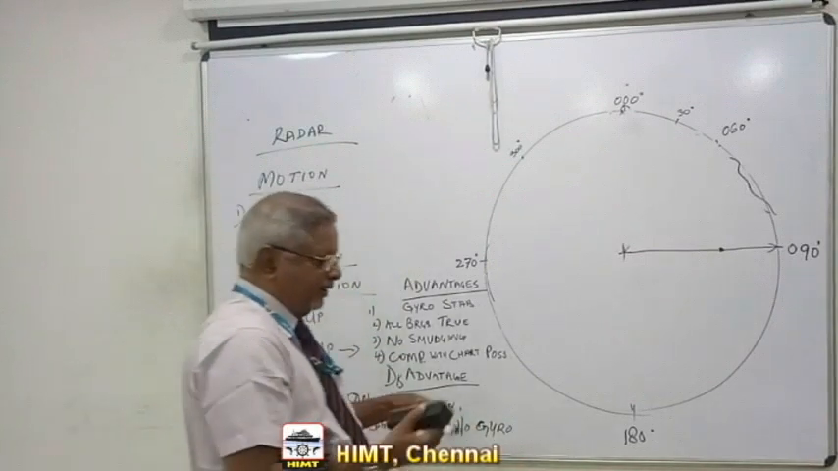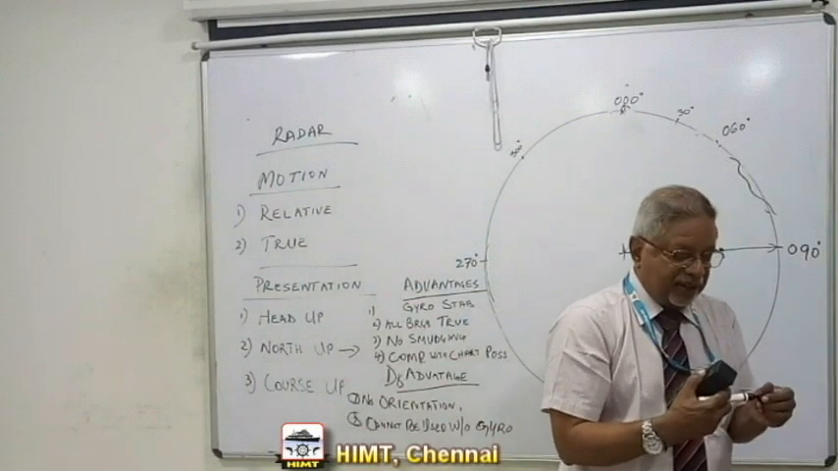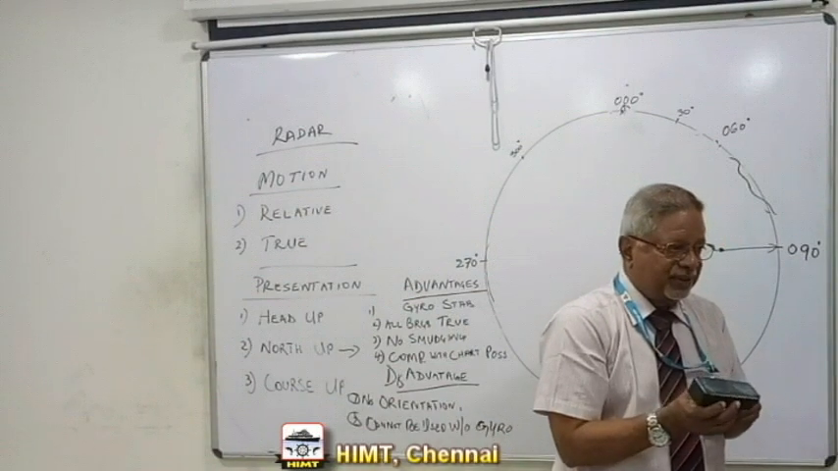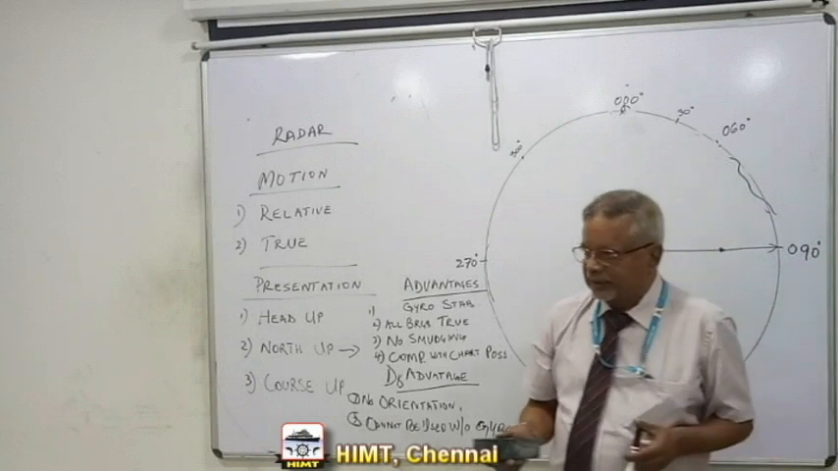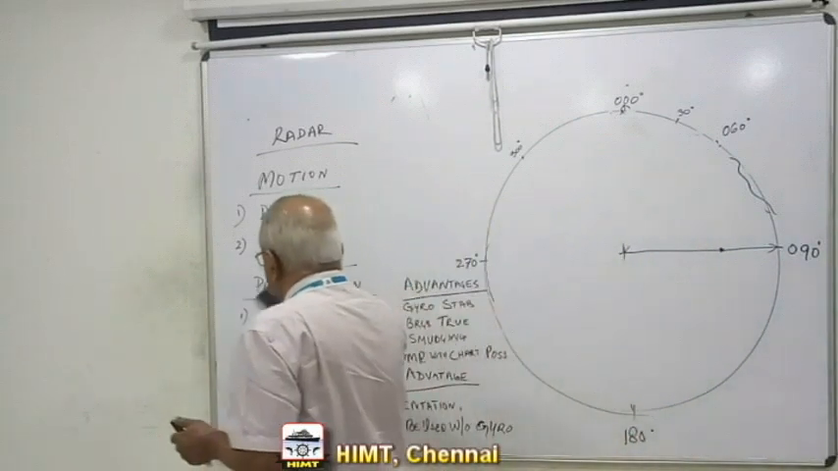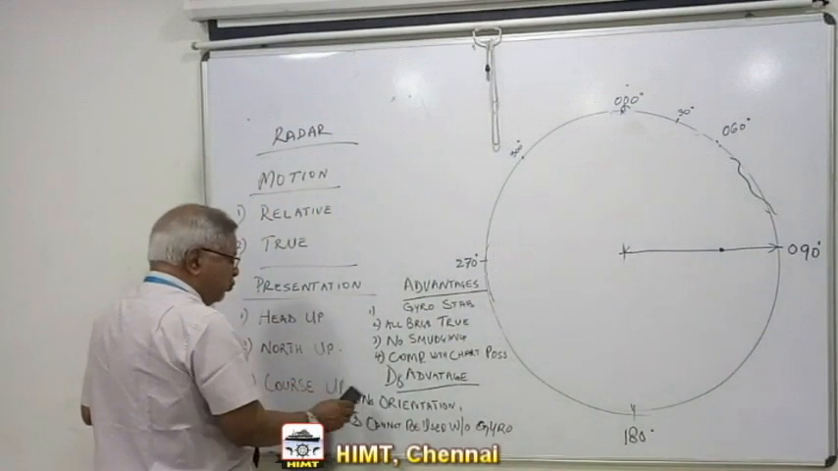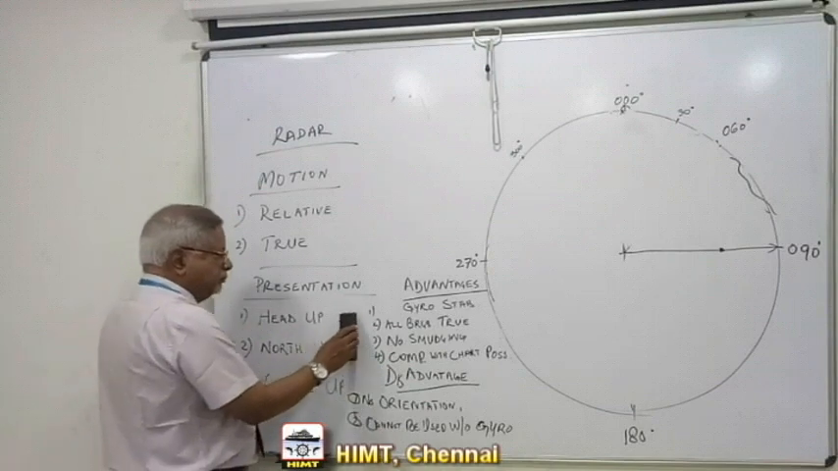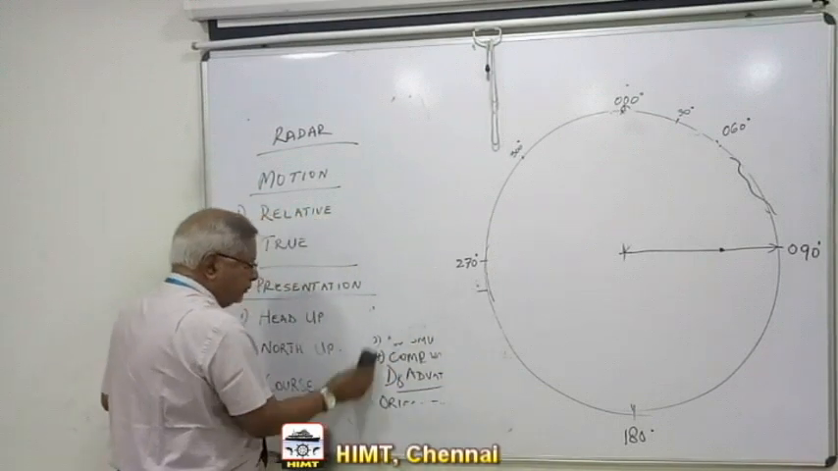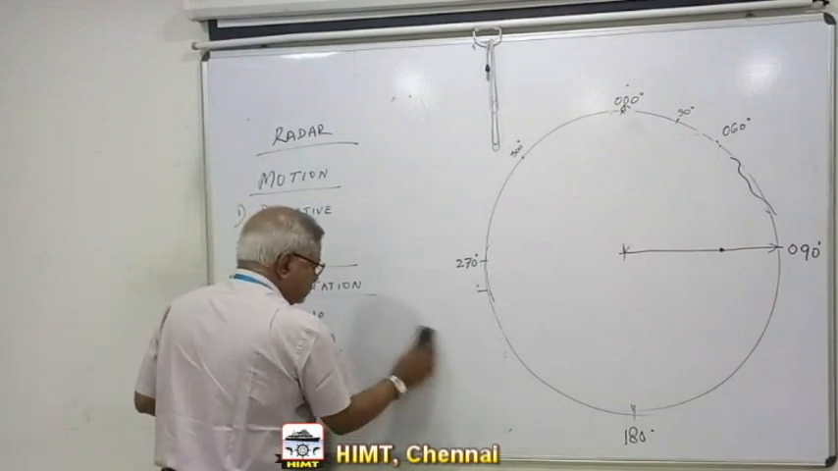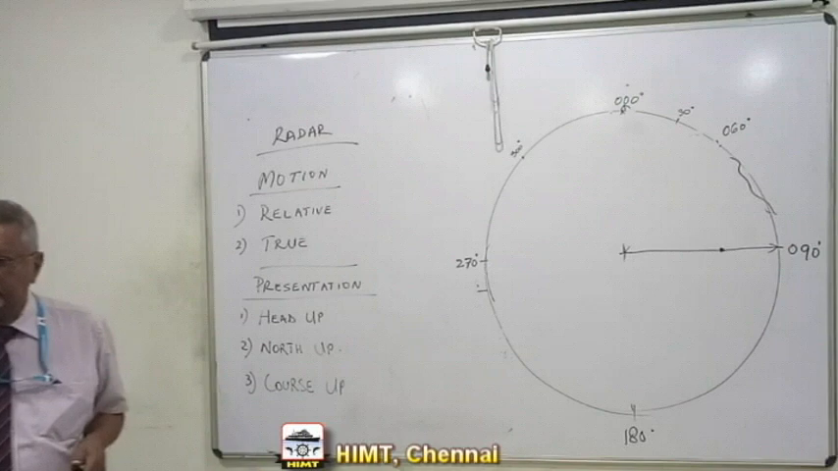So all your disadvantages of the head-up presentation turn to advantages, and the advantages turn to disadvantages. This is as far as north-up is concerned. So what is course-up presentation? What do you understand by course-up presentation?